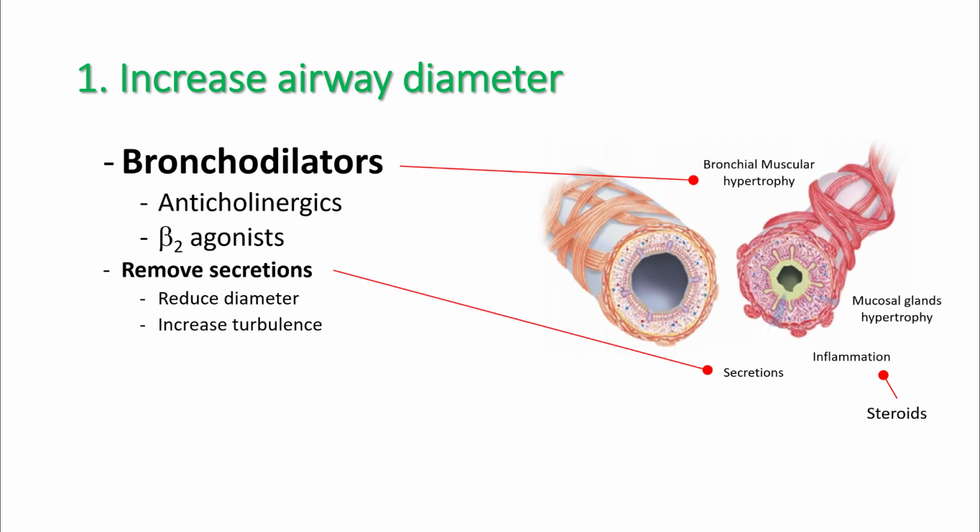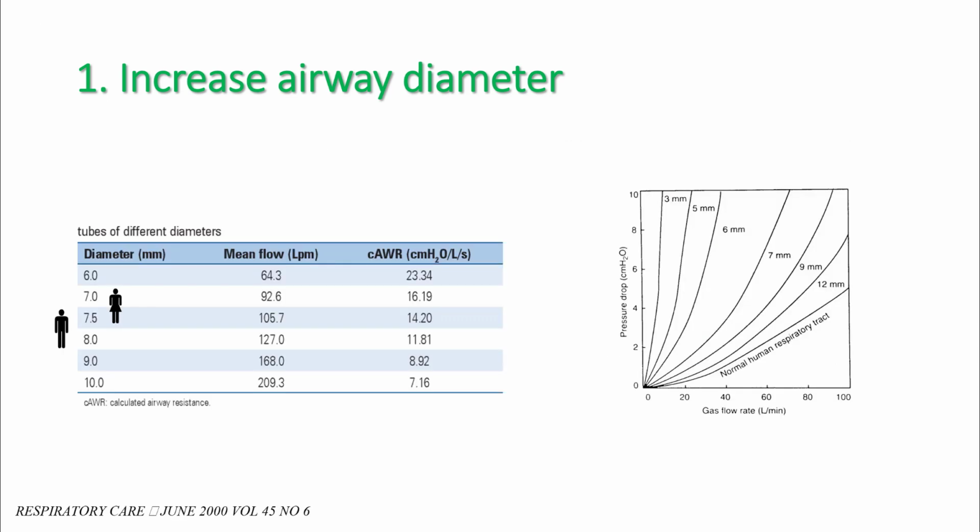And removal of secretions is really important because secretions reduce diameter and increase the turbulence. Use an optimal size endotracheal tube for your patients. Using a smaller tube will increase the resistance. A tube size less than 6 mm will have proportionately higher air resistance than the larger ones. In females, we typically use size 7 to 7.5, and in males, we typically use size 7.5 to 8. However, the largest one can be used as well.